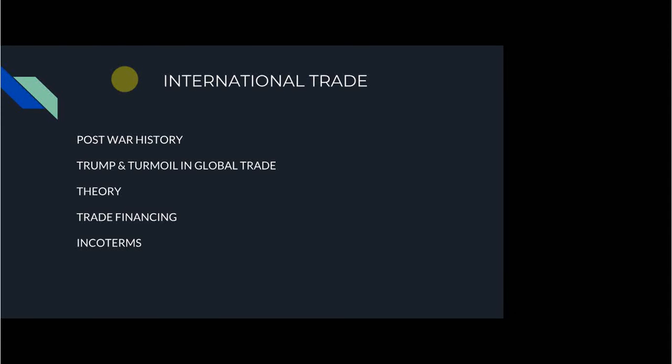First, what we have to look at is the post-war history of international trade. We're not starting from before the Second World War, which ended in 1945. We're just going to look at what we call the post-war period, and see how some of the institutions came about.